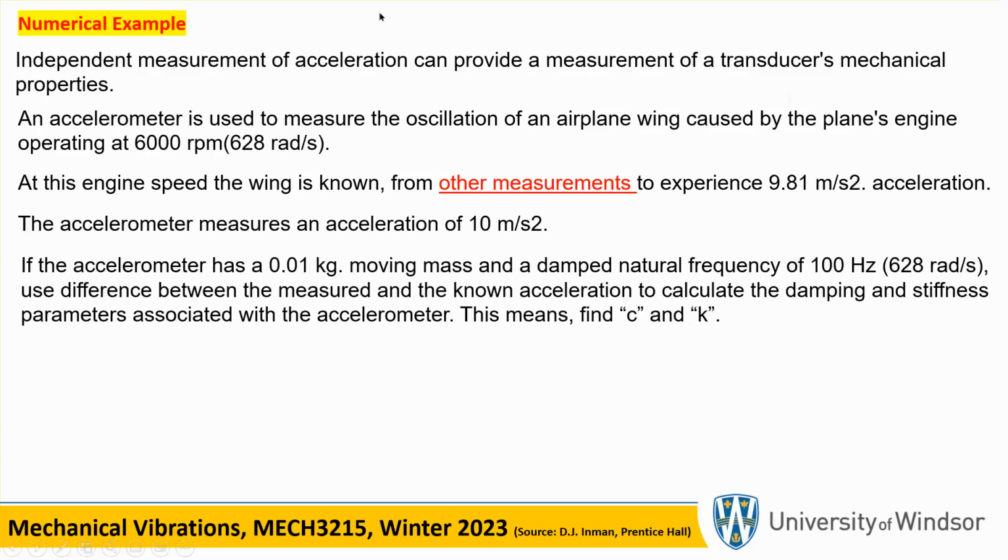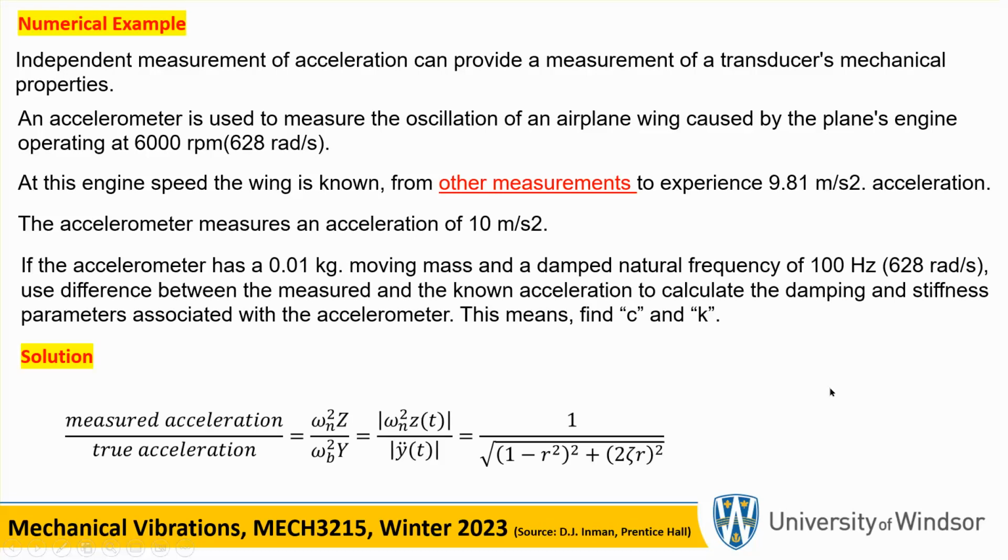So get the C and K for the gadget that's in your hand, which predicted 10 meters per second squared. Okay, first of all, we know that measured acceleration over true acceleration is equal to 1 over this. Now remember, we need omega n, the natural frequency of the accelerometer we're interested in, in order to be able to find acceleration. So just keep that in mind.